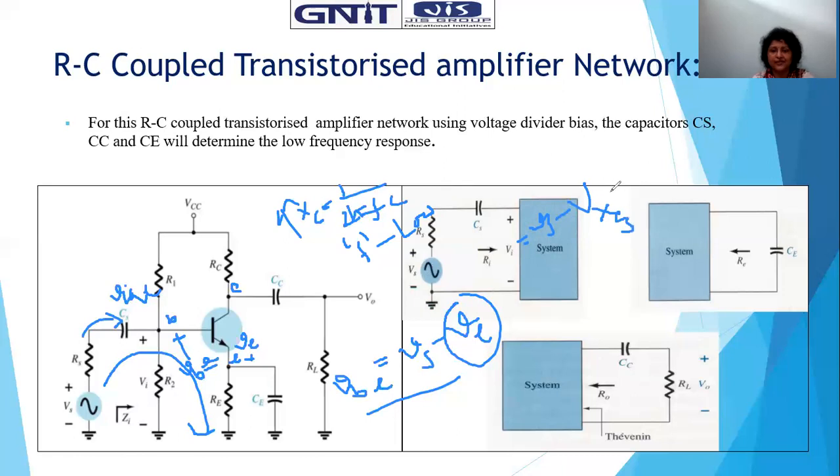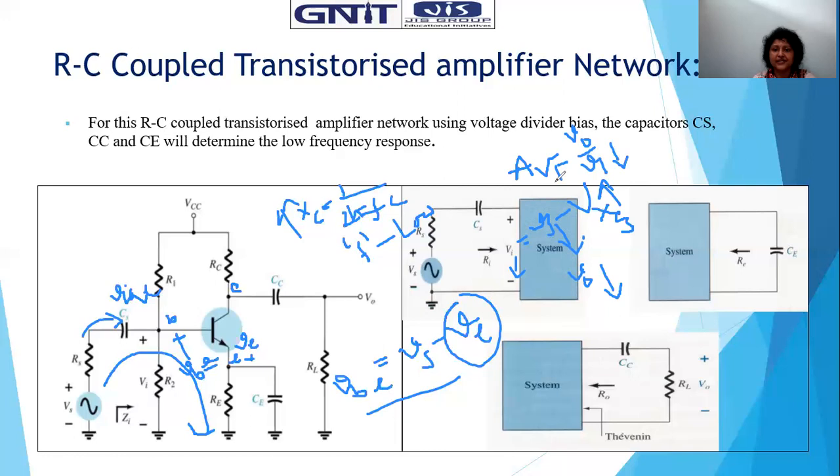Here V of XCS is very high, so VS will drop down. Ultimately VI drops, so VO will also appear as a dropped voltage. While we are talking about the voltage gain, VO by VI will also drop down.